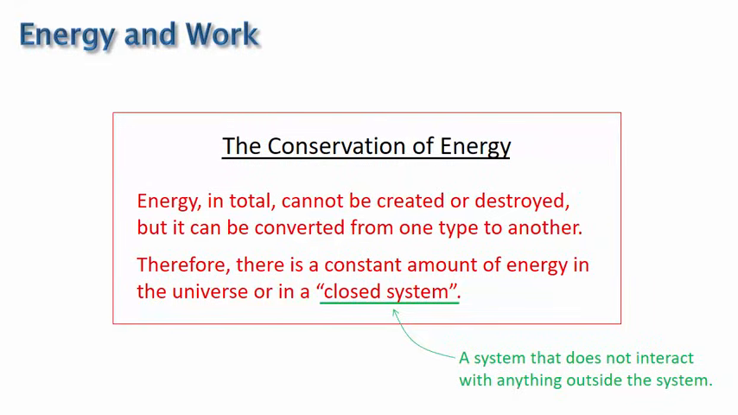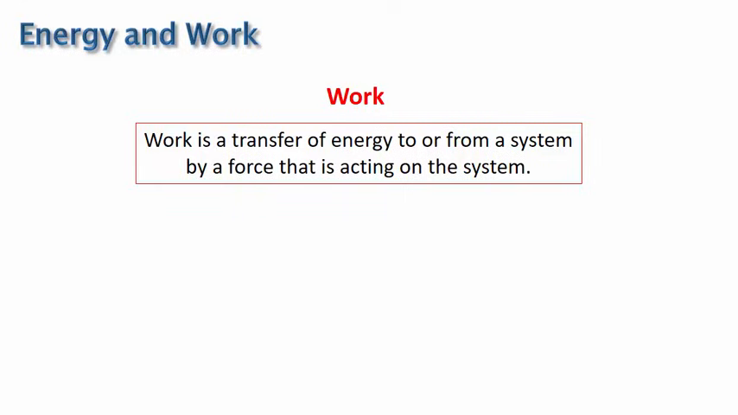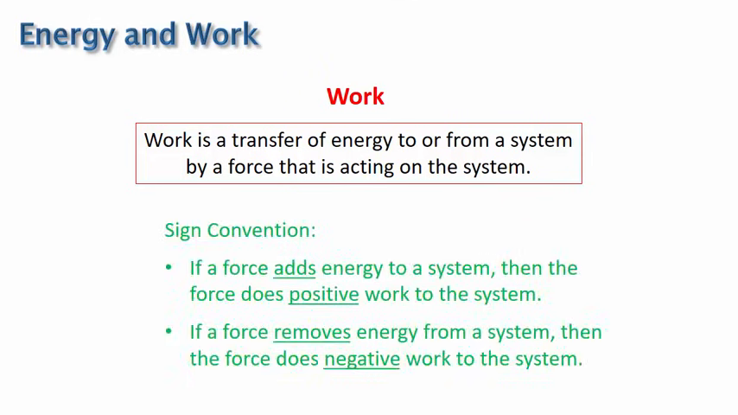So now let me define the term work in detail. The basic definition is that work is a transfer of energy to or from a system by a force that is acting on the system. Notice that, as indicated in the definition, a force is always involved when work is done to a system, or in other words, energy can only be transferred to or from a system because a force acts on the system. Based on this, we have a signing convention for work. If a force transfers energy into a system, then the work done by that force is a positive value, and conversely, if a force transfers energy out of a system, then the work done by that force is a negative value.